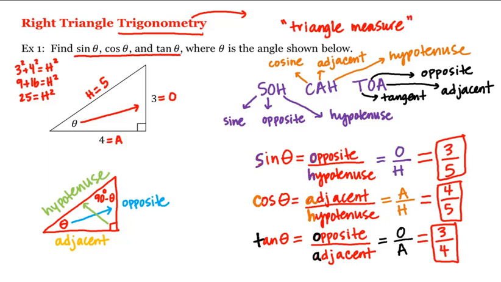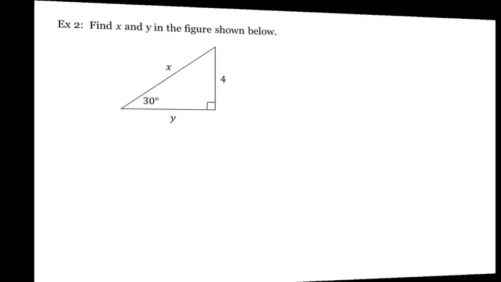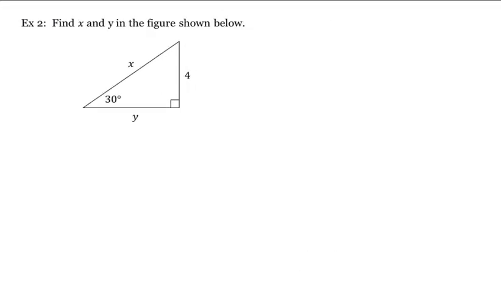All right, let's look at another example. Let's find x and y in this figure here. Well, let's start by labeling our given angle, theta. And this number 4 here is the length of the side opposite theta, so let's label it O. And y down here is the length of the side that's adjacent to theta, so we'll label it A. And x up here is the hypotenuse, so we'll label it H.